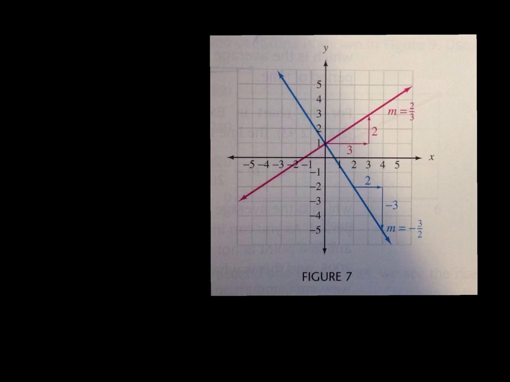Okay, so let's look at the blue line. When you want to find the slope of a line where you're given a graph, this is a good way to do it. Let me get red here. Alright, so we have just the blue line. We're not going to look at the red one at all.